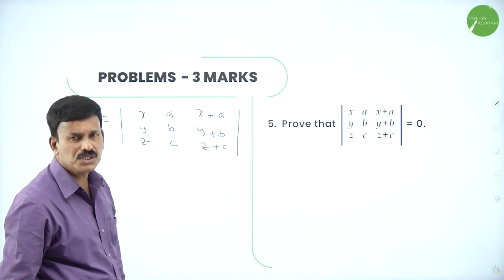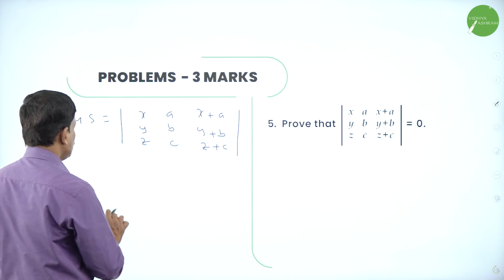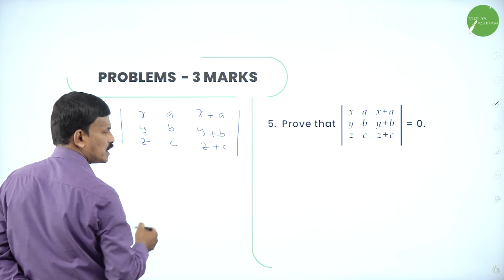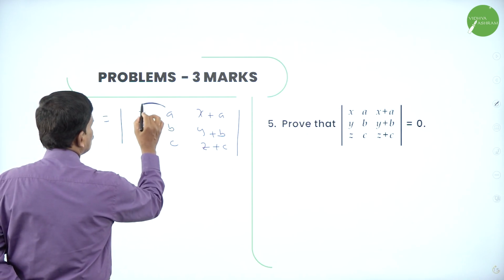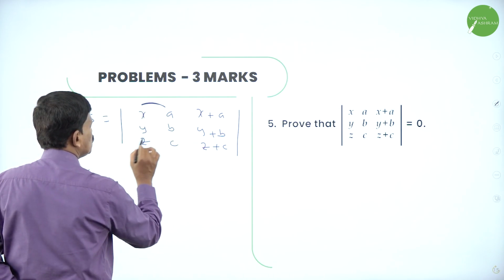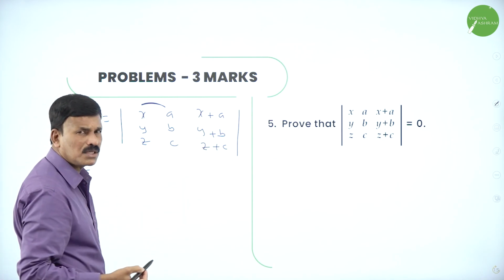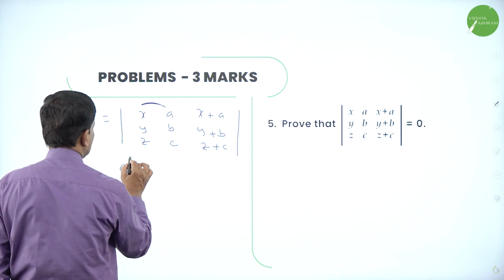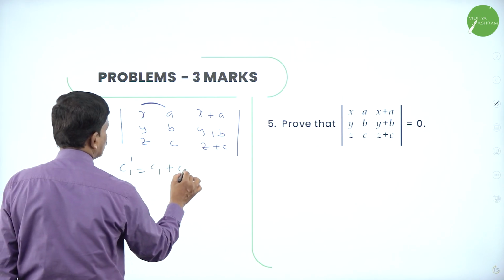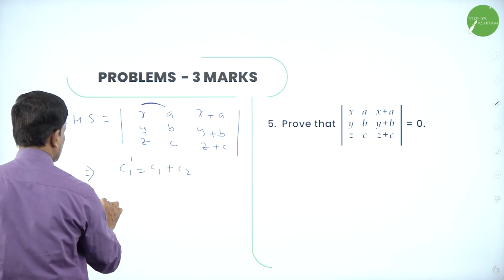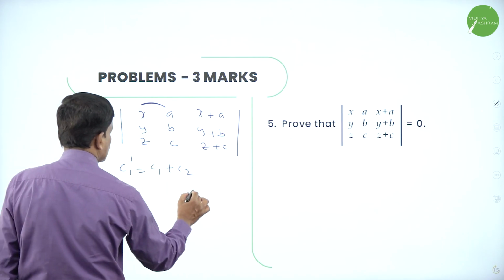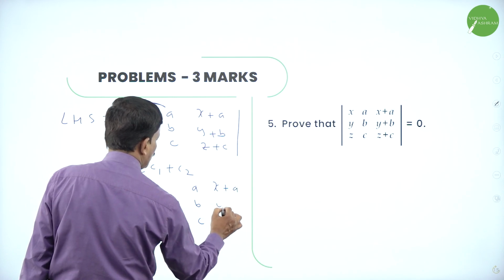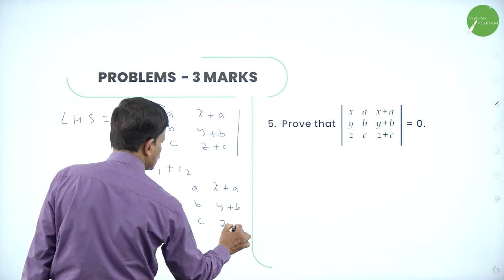What is to be proved? This is equal to 0. Observe carefully. Since this contains x plus a, y plus b, z plus c, if you add these two, what is going to happen? Two columns are the same. You will get the answer. So, taking C1 dash is equal to C1 plus C2, you just keep this as it is: a, b, c, x plus a, y plus b, z plus c.